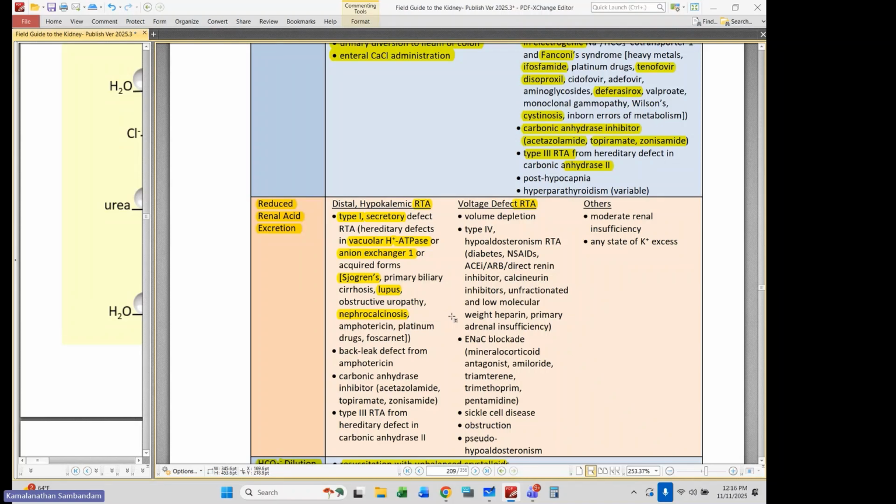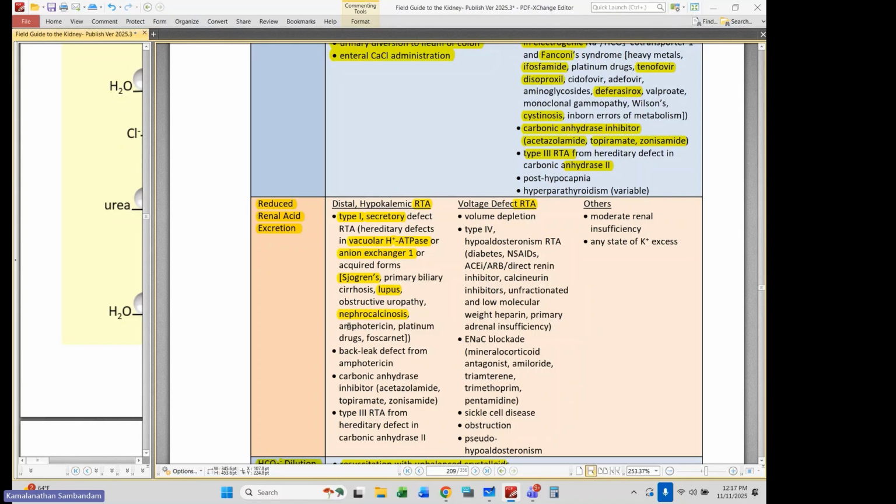Occasionally, we will have a scenario in which we ask ourselves, is the distal RTA the cause of nephrocalcinosis, or is the nephrocalcinosis the cause of the secretory defect? There's a chicken and egg concept or discussion of which preceded which in certain cases of nephrocalcinosis with concomitant evidence of distal RTA.